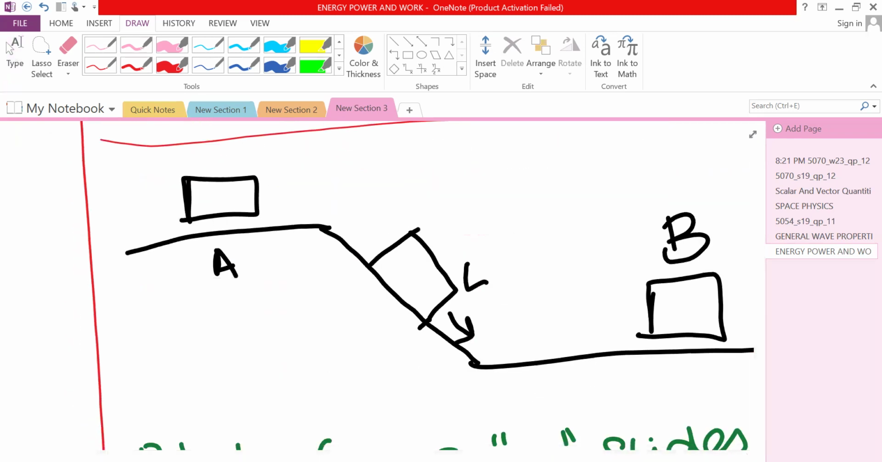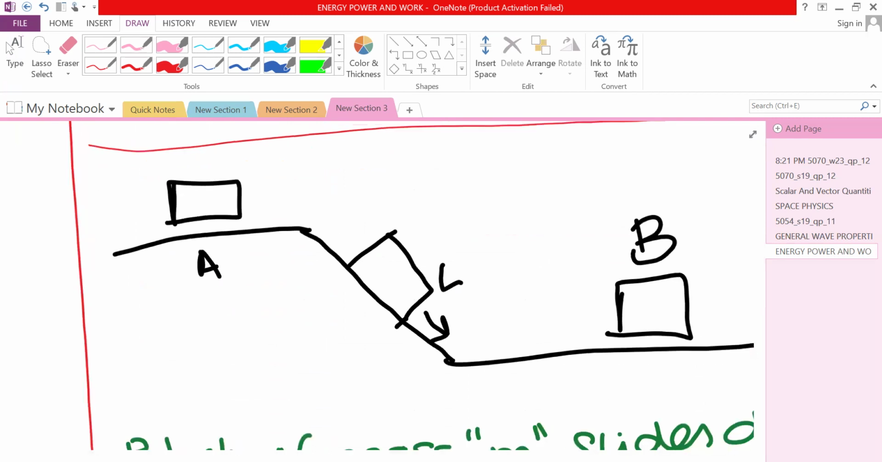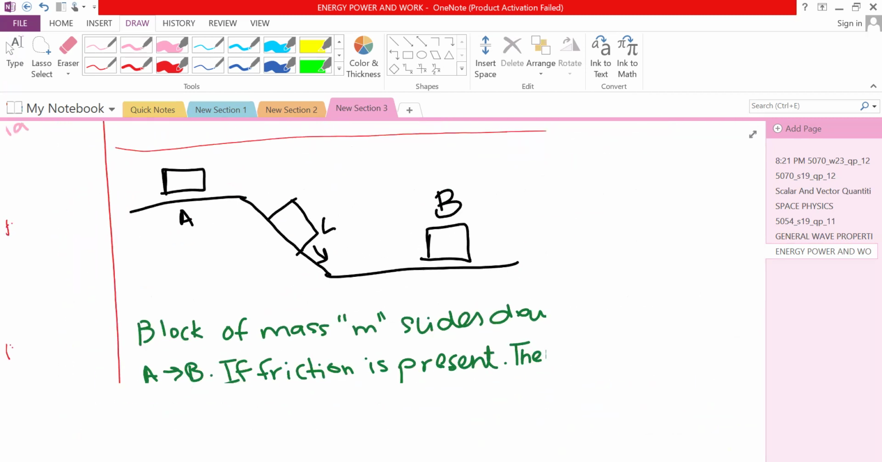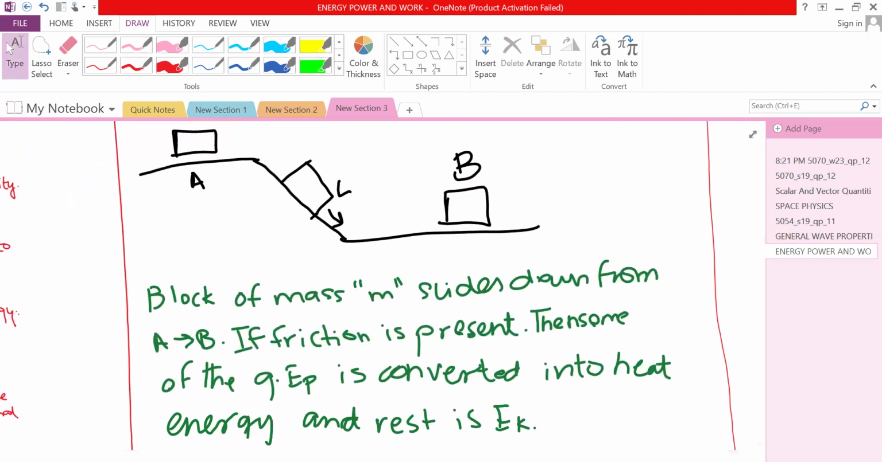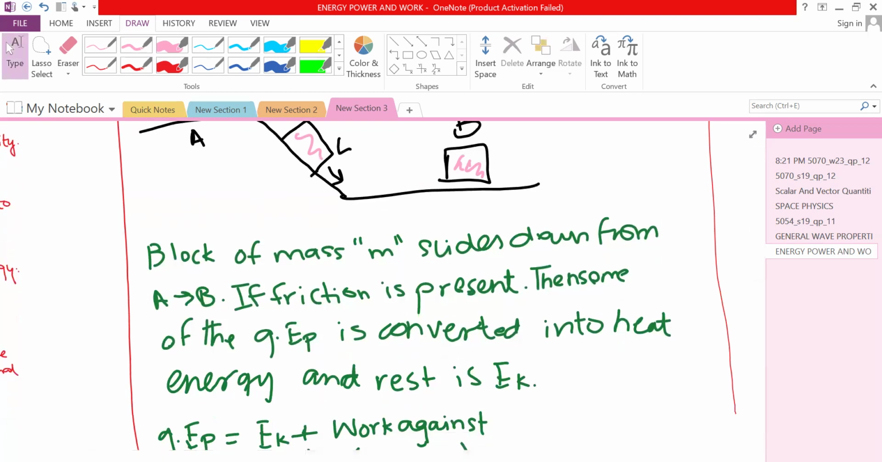Then here is an example. This is a box A, and the box is going down with velocity v, and here is point B. The block of mass m slides down from point A to point B.